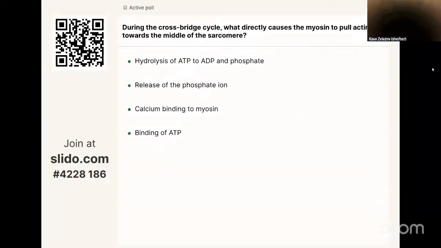So looking back at those steps, what was causing the myosin to pull that actin towards the middle of the sarcomere?